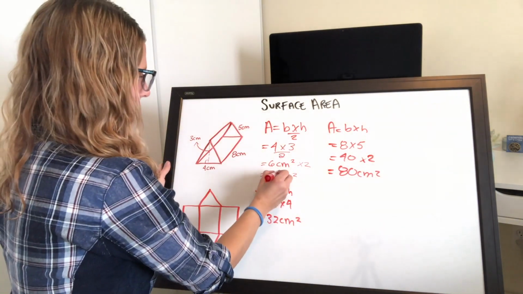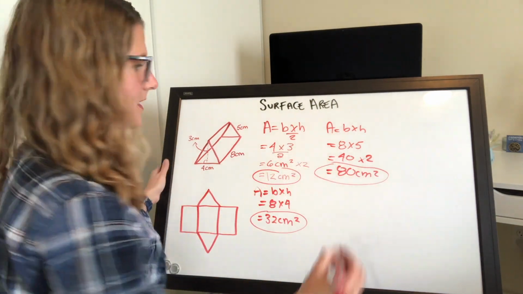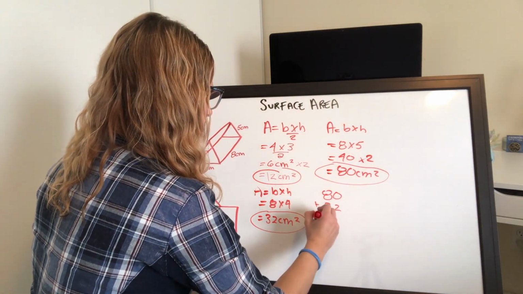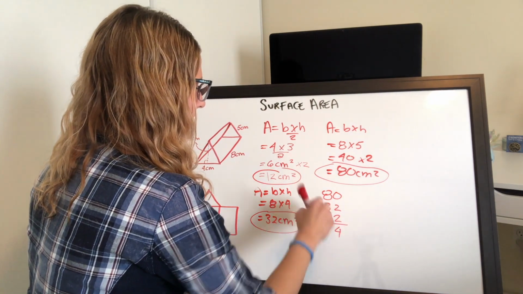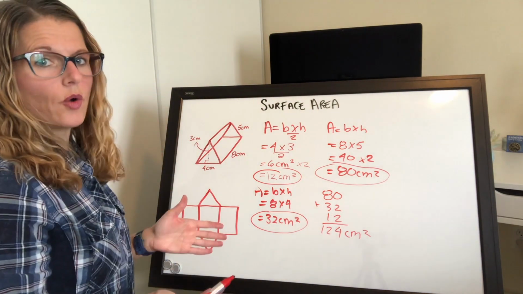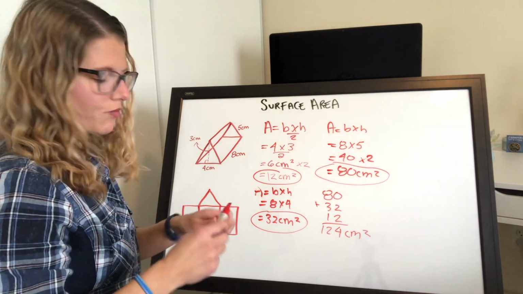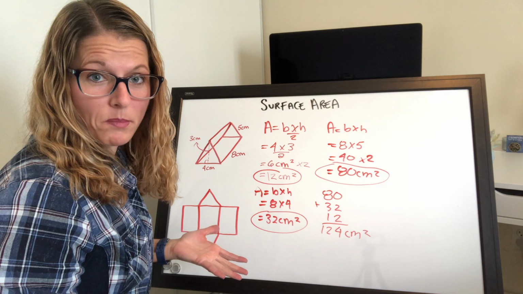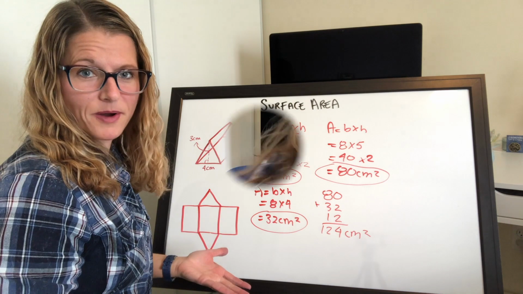Now we need to add all of these numbers up together to get the total surface area. So we've got 80 plus 32 plus 12. 2 and 2 is 4, 3 and 1 is 4, plus 8 is 12. So 124 centimeters squared is your total surface area for this triangular prism. So again, if you were going to wrap a present in the shape of a triangular prism, maybe you're wrapping a big Toblerone bar, you would need 124 centimeters squared of wrapping paper.